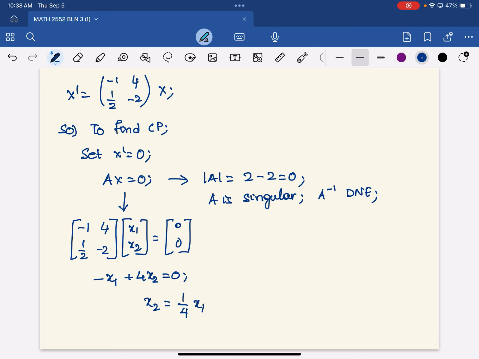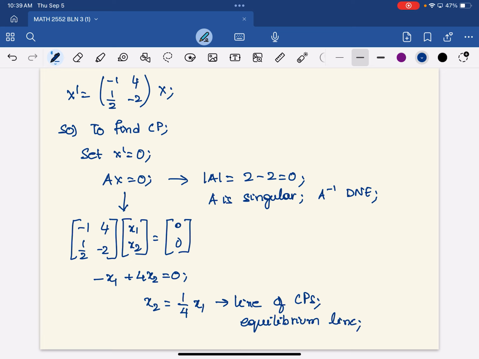Because this is in the form of y equals mx, it's a line with a positive slope going from the bottom left to the top right with slope 1/4. Every point on that line is a critical point. Do you see that? How many critical points do I have? Infinitely many critical points. So this is a line of critical points, or some textbooks refer to it as an equilibrium line.